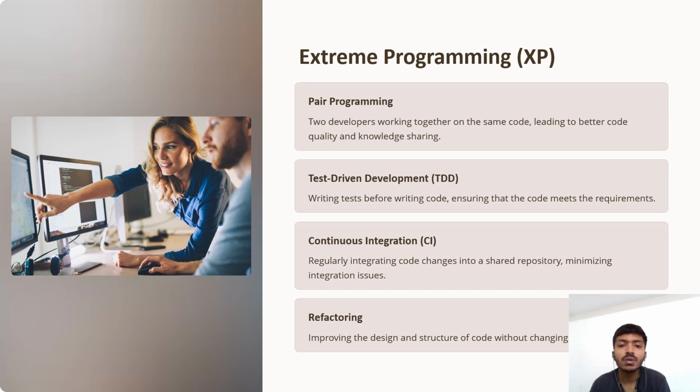The first one is pair programming, where two developers work together on the same code at the same workstation. This practice promotes higher code quality, knowledge sharing, and continuous code review. Then we have test driven development, where we write automated tests before writing the actual code. This ensures that the code meets the specified requirements and helps detect early defects in the development process.